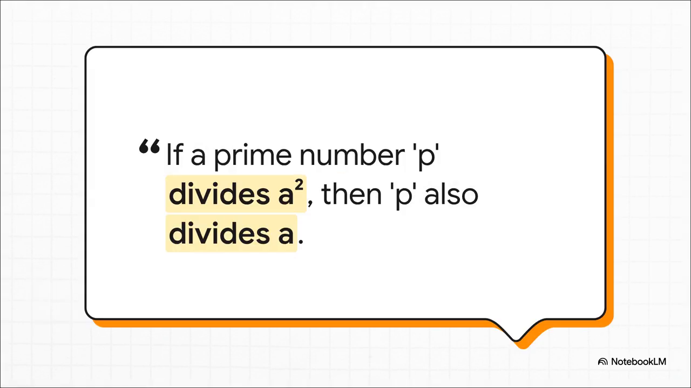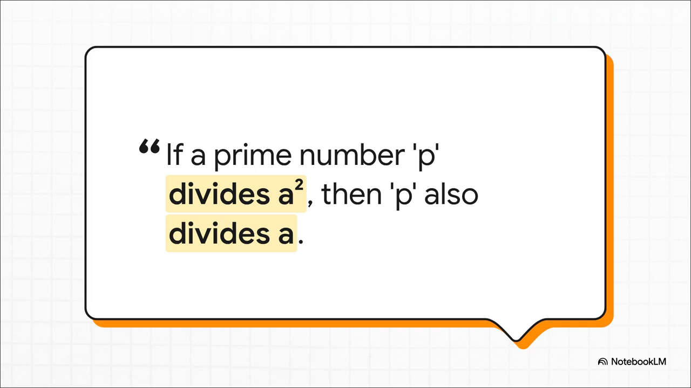And here's a little piece of logic that is just so crucial. It might seem a bit abstract at first, but check this out. It says if a prime number p can divide a number that's been squared, then p also has to divide the original number. So for example, the prime number 3 divides 36, right?